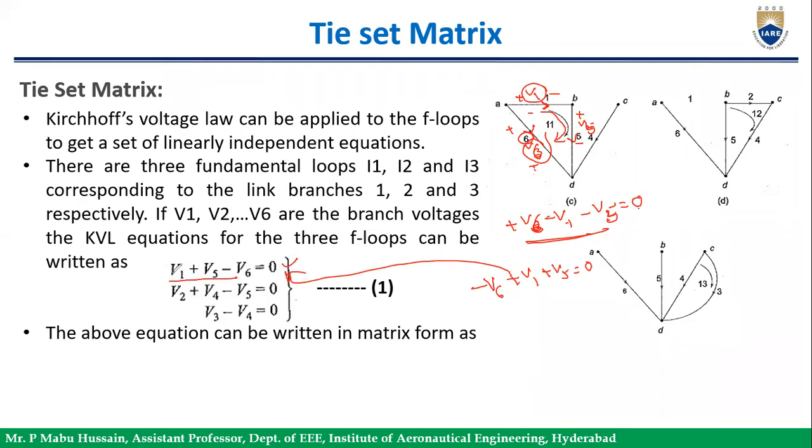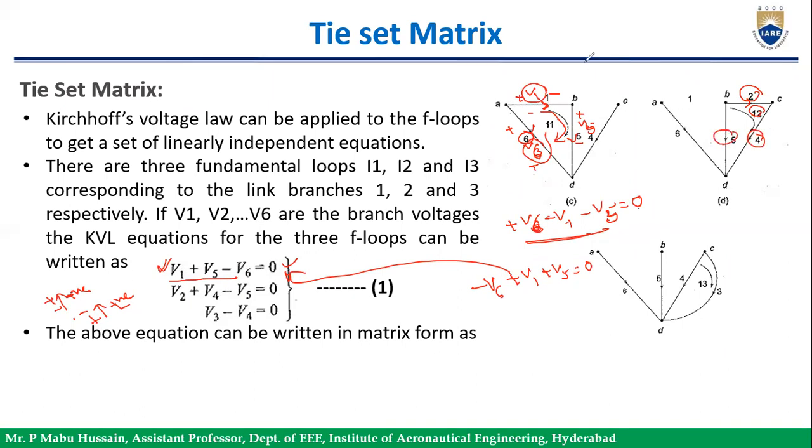While writing this loop equation, they assumed that when the direction is from minus to plus, the voltage is taken as negative, and when it is plus to minus, they take it as positive. Like that they develop it in each loop. Here this loop current I2 is going through branches 2, 4, and 5.